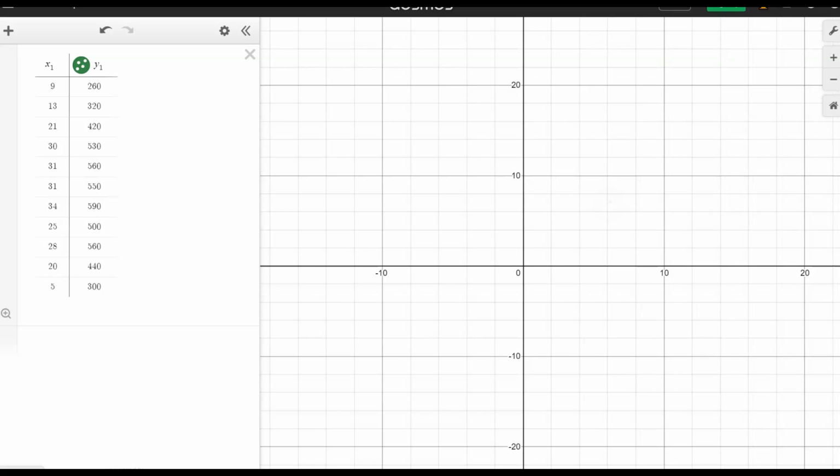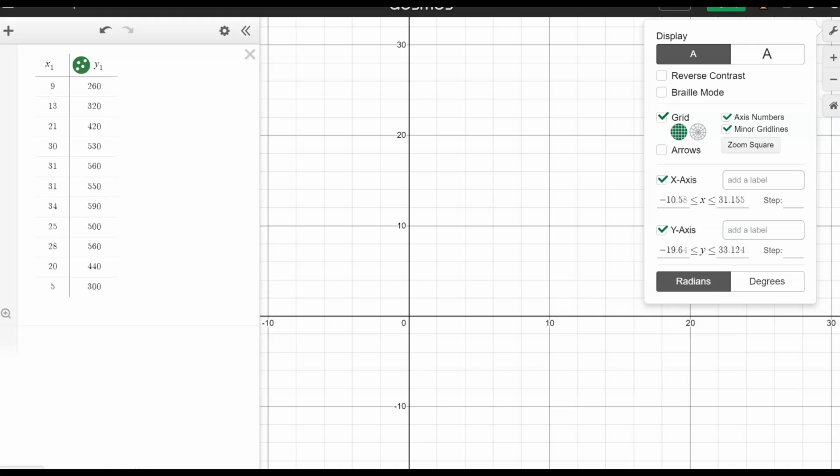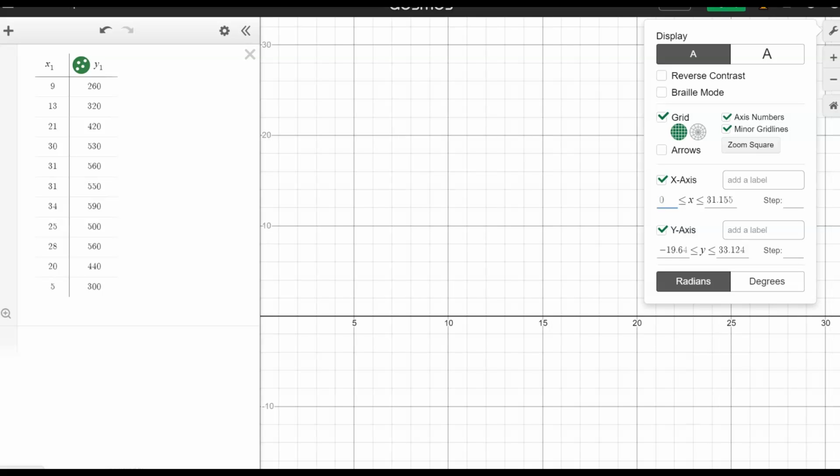I can do that by going over to the wrench in the upper right corner, where it says graph settings when you hover over it, and I can set a window. I have an x-axis window and a y-axis window that I need to set, and these are really easy to set. My smallest x value is 5, so I'm going to go a little bit smaller than that and put 0. And then on the other side of that inequality, I want to put something a little bigger than my biggest x value. My biggest x value is 34, so I'm going to go up to 40.